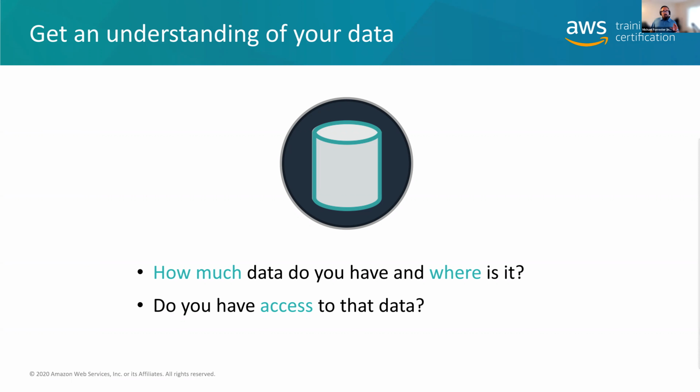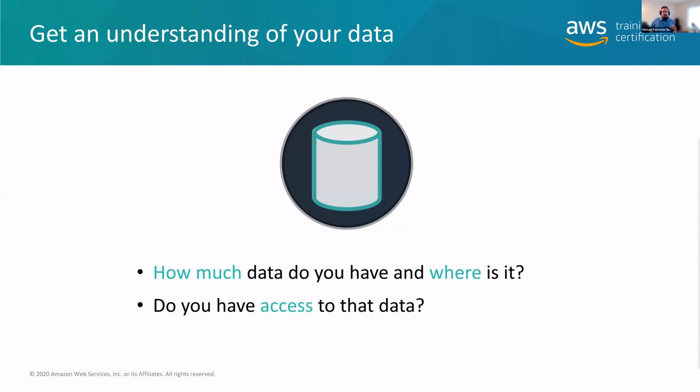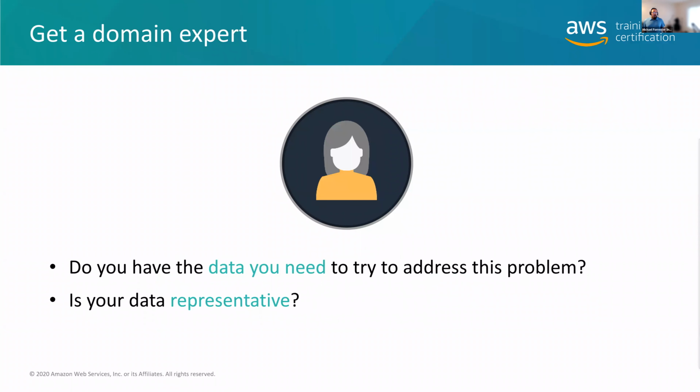So let's think about the credit card fraud problem, right? What data do we actually need to train the model? We need data that shows what good transactions look like, and we need data to show what fraudulent transactions look like. Do we have it? Is it in the right format, right? And then we have to talk a little bit about the typical elements that make up a data set as well, right? But you might need to get a domain expert.